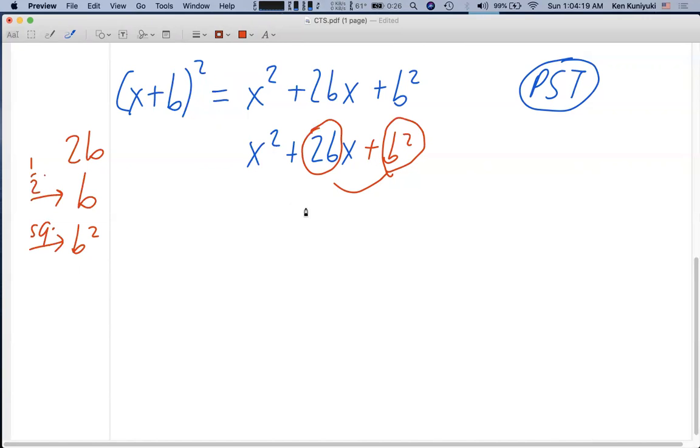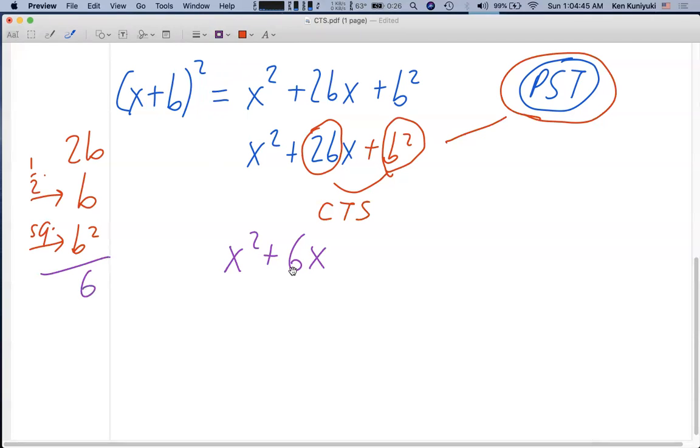That process is called completing the square, CTS. Adding on the b squared, that's completing the square, CTS, so that the result is a PST, a perfect square trinomial. So for example, let's say that you have x squared plus 6x. You take the coefficient on x, which is 6, take half of that, you get 3, square that result, and you get 9. So you add 9 at the end, and you get a PST.